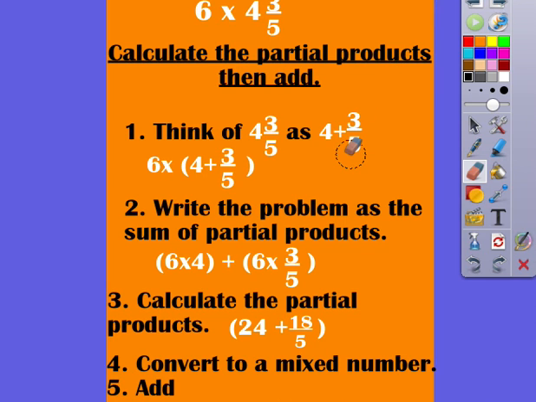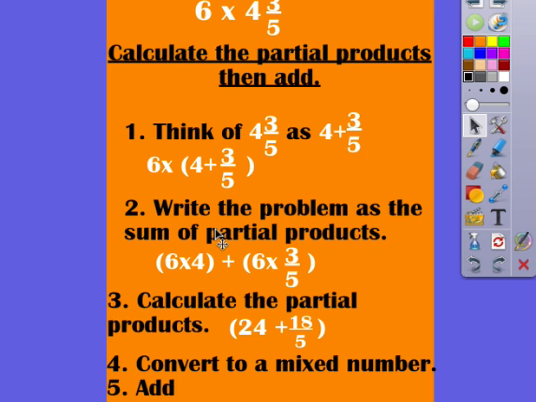All right, it's kind of cut off there a little bit at the top, but if we were going to take a look at 6 times 4 and 3/5, there are 2 different ways that you can multiply fractions. The first one is a little bit more difficult, and then I'll show you the easier way. So first you can think of 4 and 3/5 as 4 plus 3/5. They equal the same exact thing. Now we're multiplying that by 6.